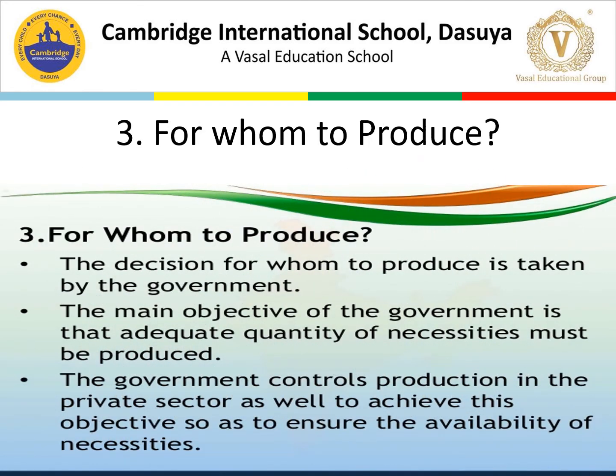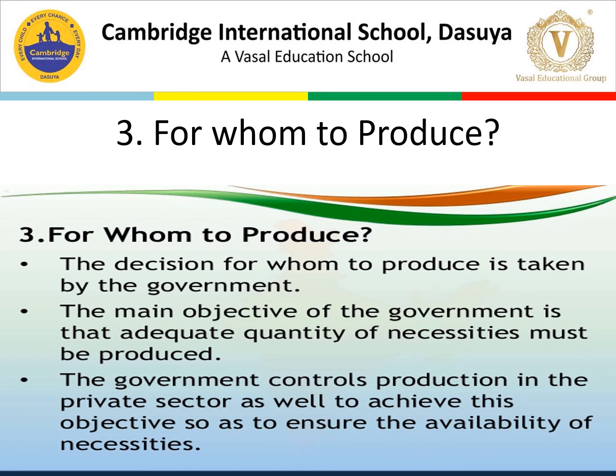So the third problem of an economy is for whom to produce. The decision for whom to produce is taken by the government. Yes, the government always has to take the decision whether we have to produce the goods for personal distribution or for functional distribution. Now, what do you mean by personal distribution? If a farmer grows crops only for himself, then it is personal distribution. And when I talk about functional distribution, if the farmer is producing goods for commercial purpose, then it is functional distribution.